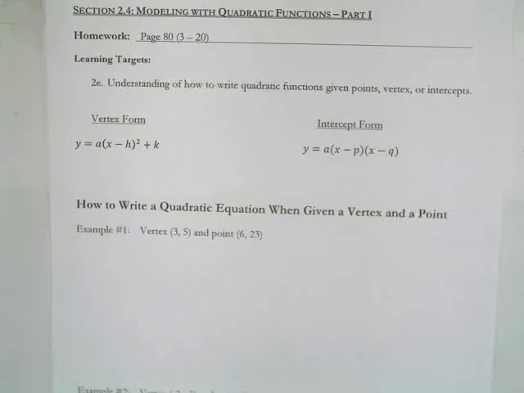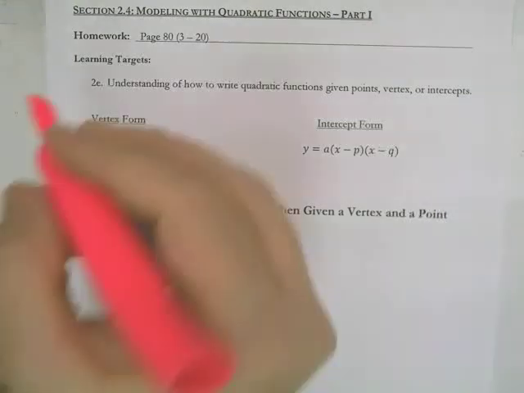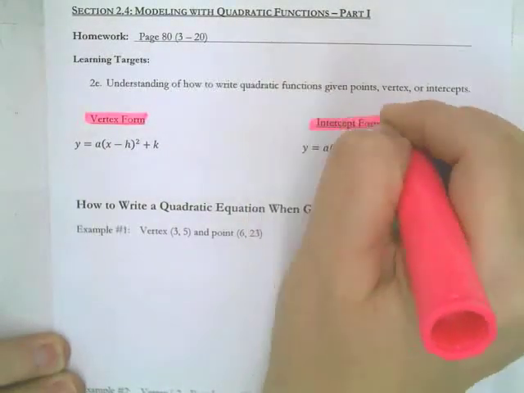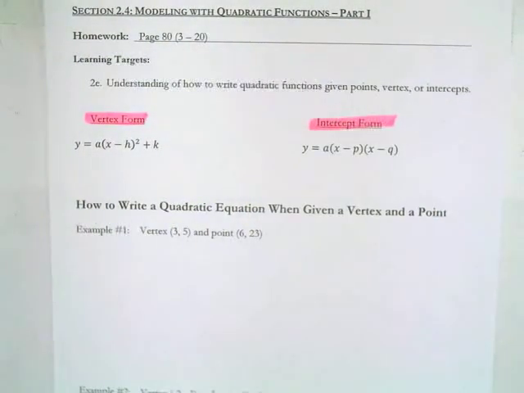Okay, what we're doing now in this lesson is I've broken into 2 different days because it can be tricky, because you're writing equations, okay? So there's 2 different forms that you need to be able to use. You need to be able to use the vertex form, which has the vertex in it, and you need to be able to use the intercept form. There's a third method that we need to be able to do, but we will learn how to do that on another day.